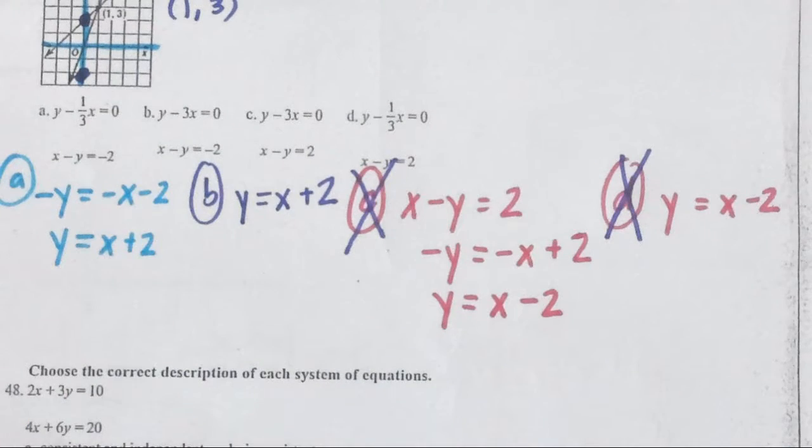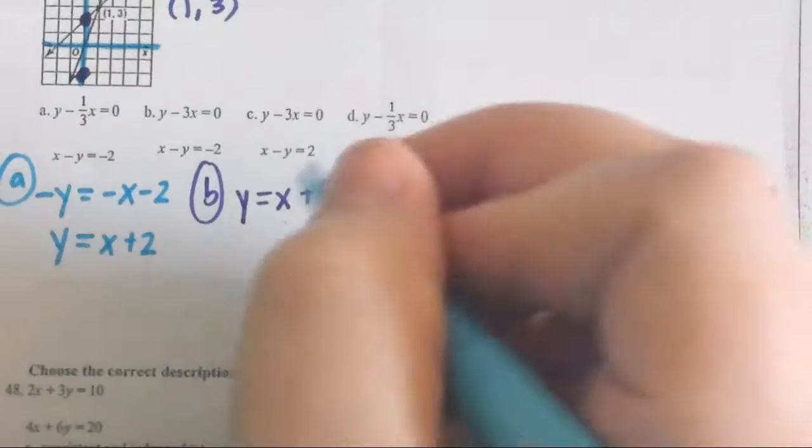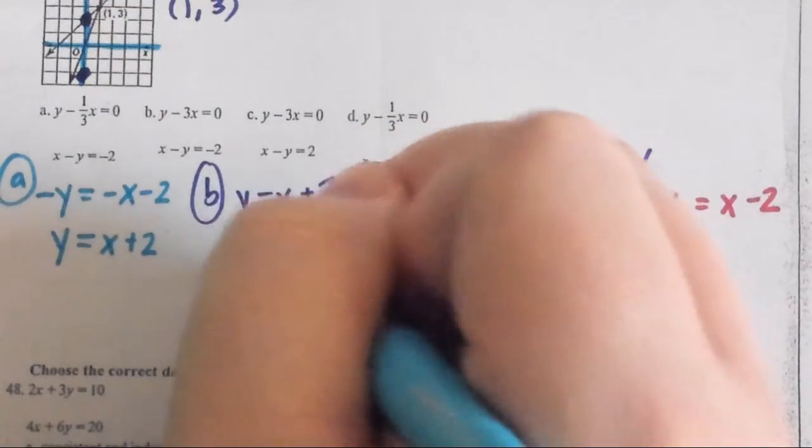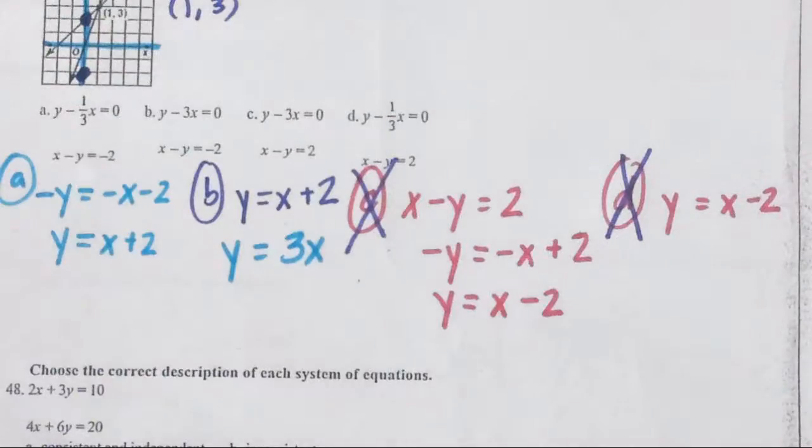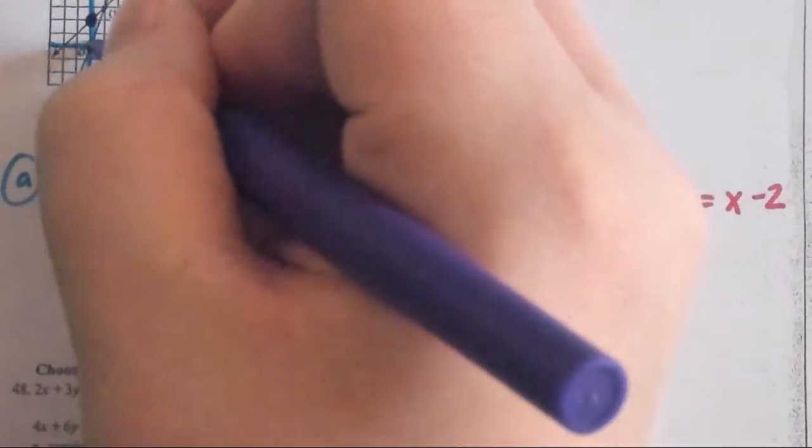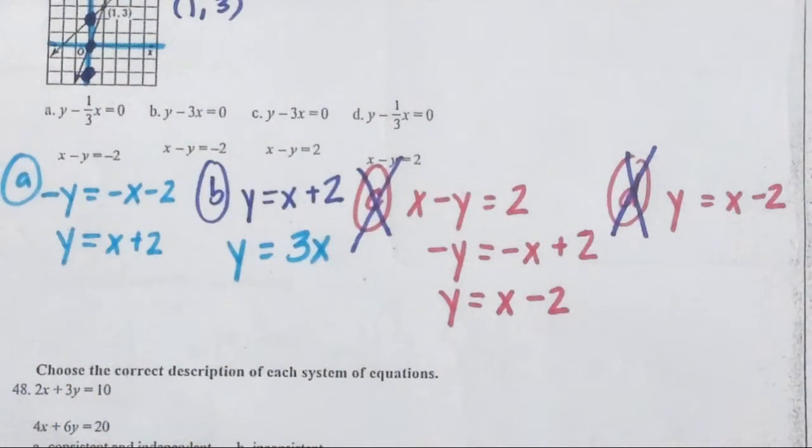Because for y minus 3x equals 0, add 3x to both sides. And then you have y equals 3x. You do, and if we have the line y equals 3x, its intercept is 0, it goes up 3 over 1, and that's perfect. And the answer is B, and you can have a point for that.